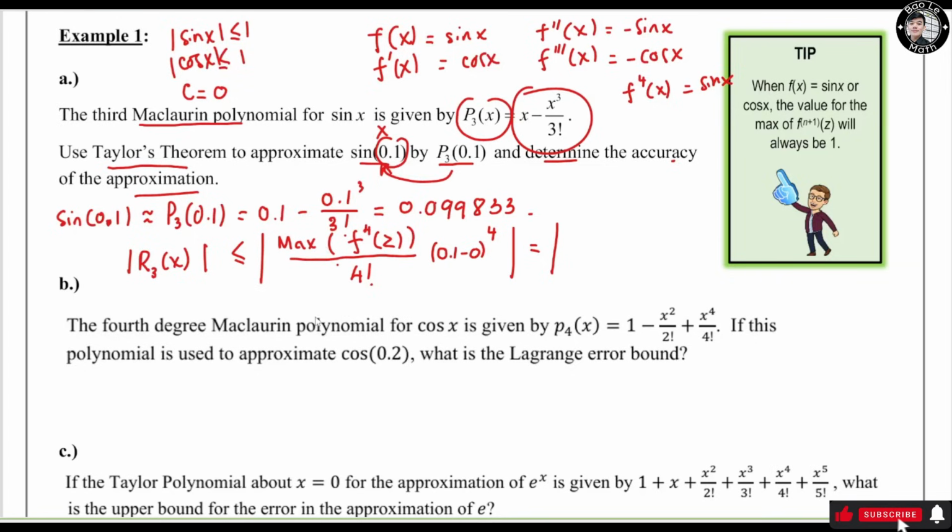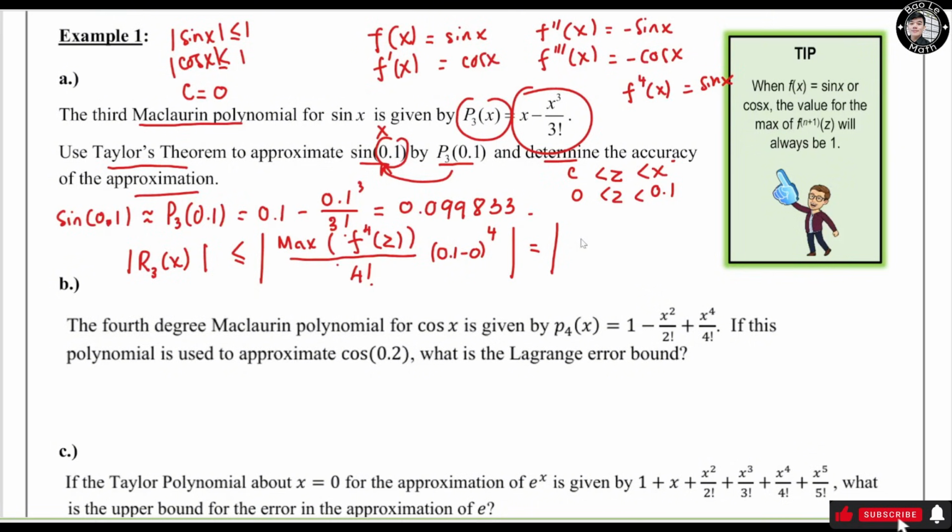So keep that in mind. The maximum value of this one, it doesn't matter what the value of z is. Remember z is between c and s, where c equals 0 and s equals 0.1. So this guy doesn't matter at all. The sine and cosine function's maximum value is always 1.